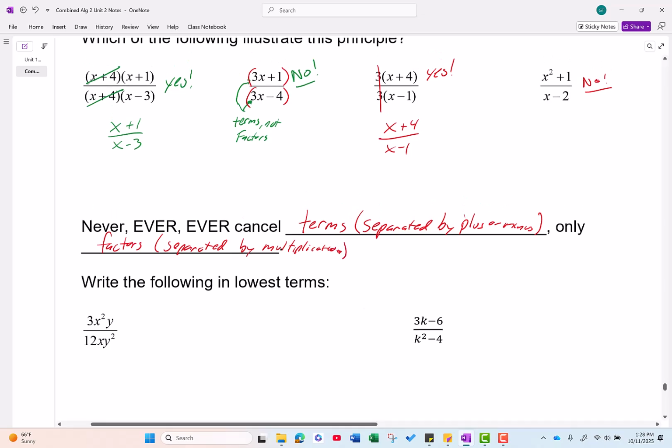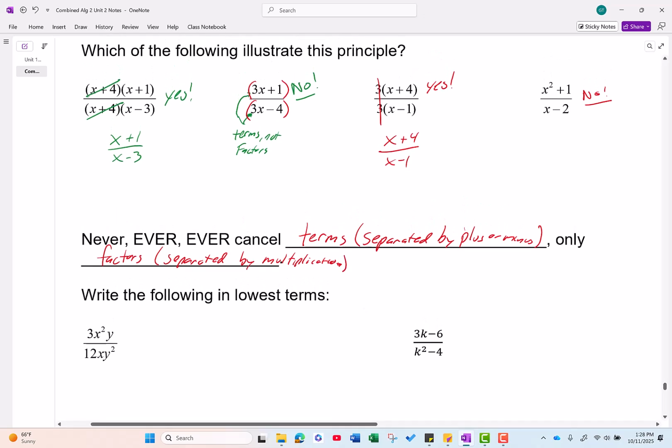So if we look above to make sure that we're applying that and understanding that, in this second one here, I have 3x plus 1 and 3x minus 4, and they're separated by a plus sign. They're not separated by a multiplication sign. If it was 3x times 1 and 3x times 4, then yes, I could cancel that 3x on top and bottom. But since they're adding and subtracting, I cannot. They're glued together.